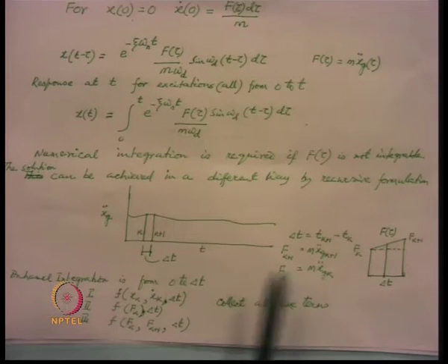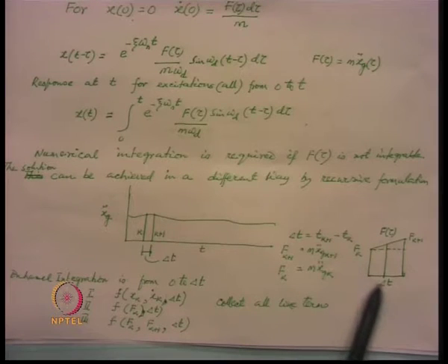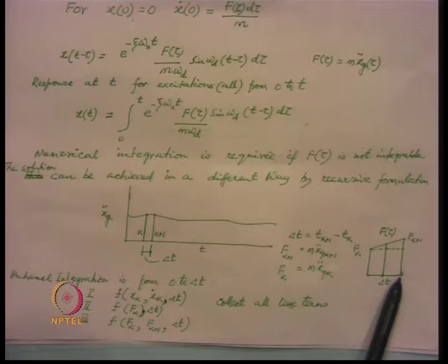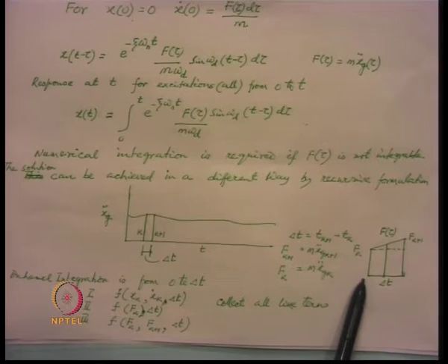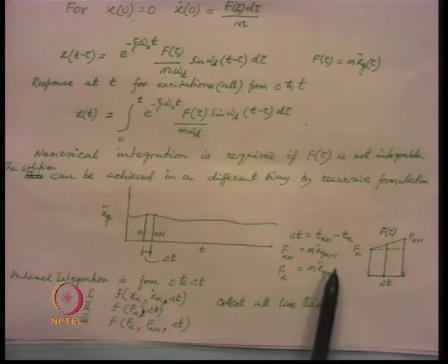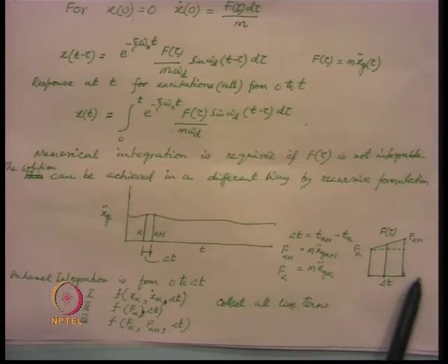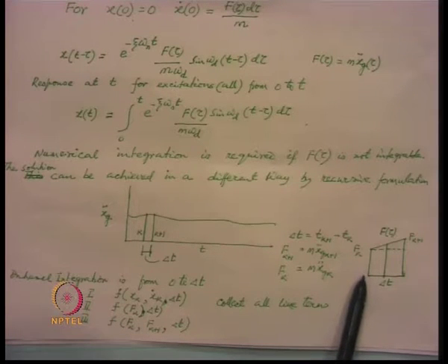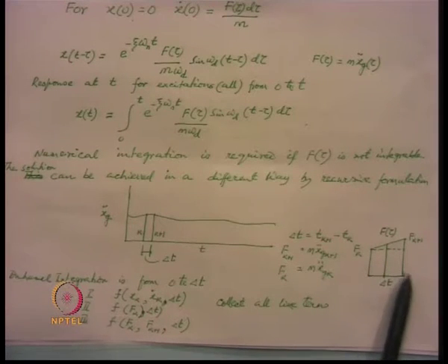Now, if we look at the response at k plus 1, then the response at k plus 1 can be obtained provided we know the response at k, that is the kth time station. And in this kind of formulation, in which we obtain the response at a particular time step with the help of the responses at the previous time step, this formulation is called the time marching formulation.